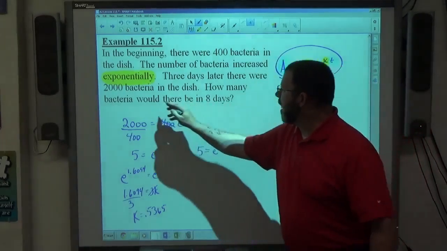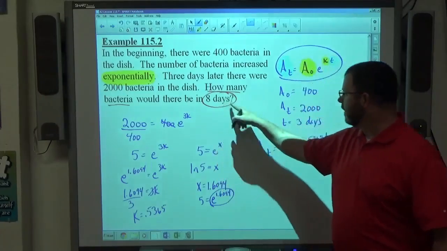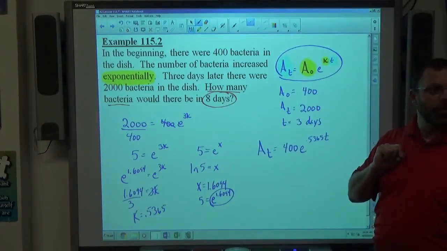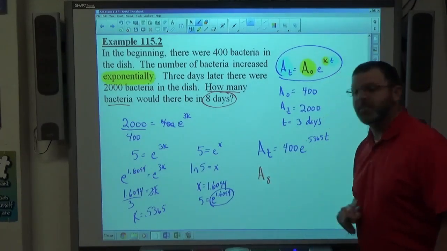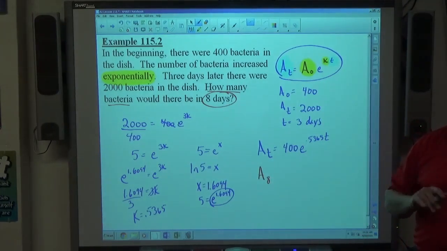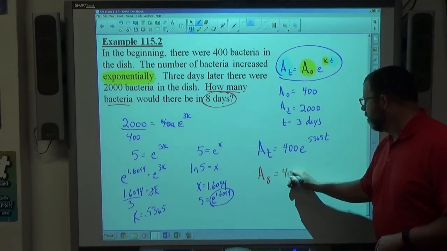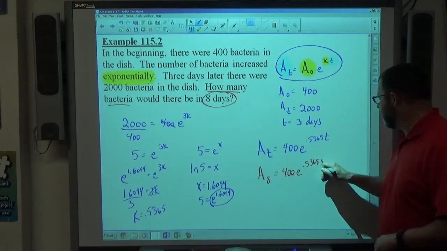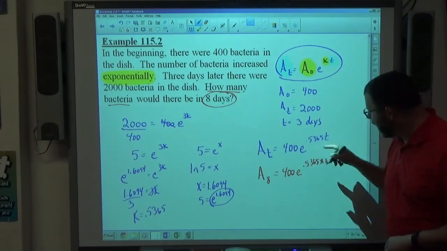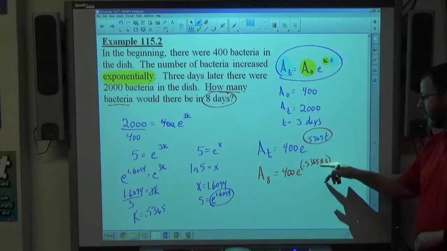It says, how many bacteria, so we're looking for the final amount, would there be in 8 days? Days, units match up, right? So the final amount after 8 days, and it's officially A sub 8 if you want to call it that. You can still call it A sub t if you want to, but t equals 8. 400 e to the 0.5365 times 8. Now be careful, this power is all up there, right? So all this stuff is the power of e.